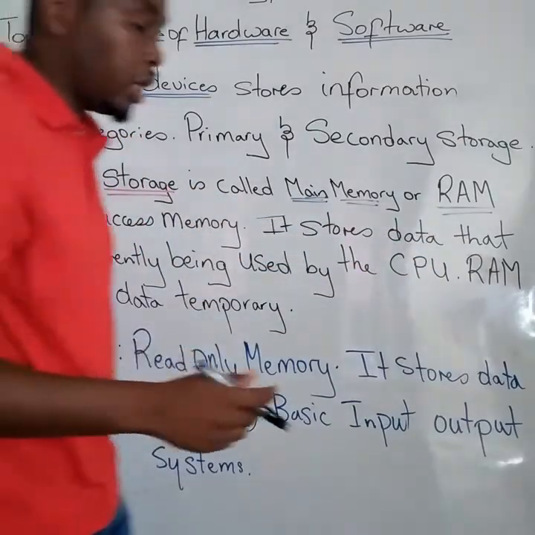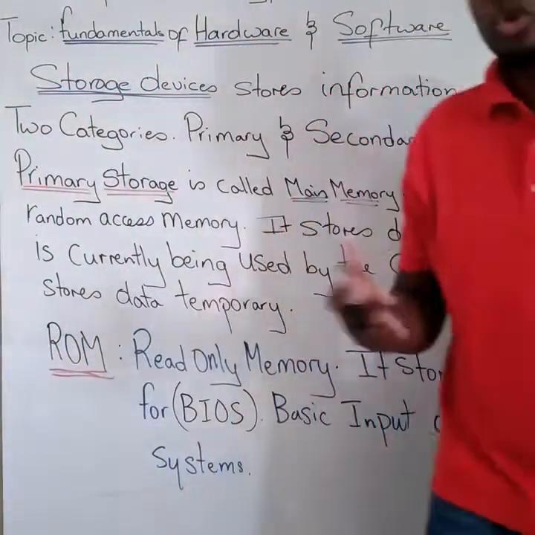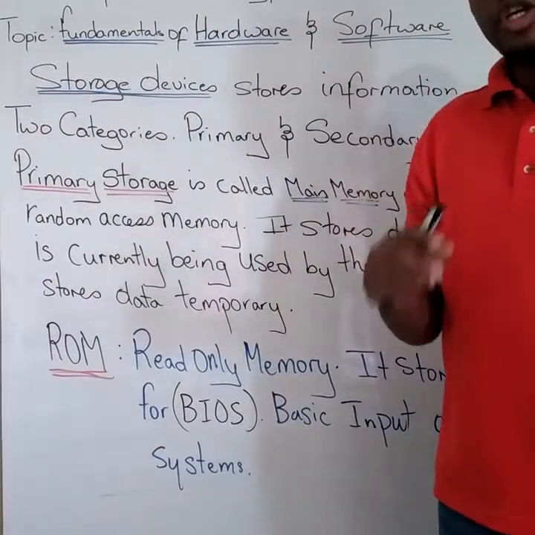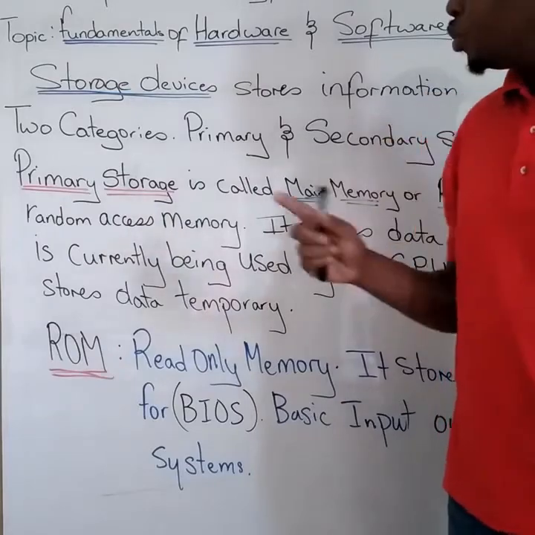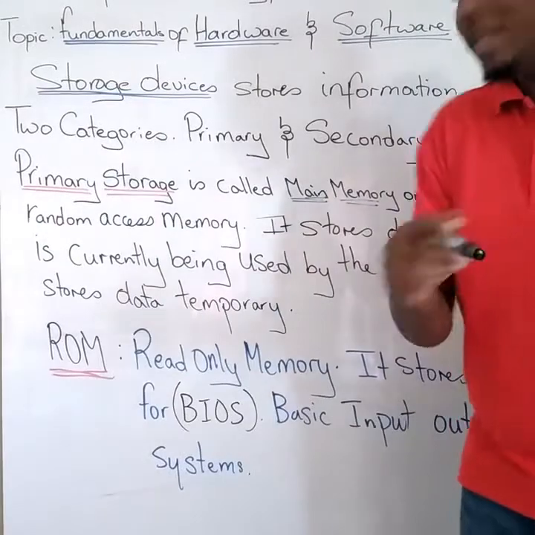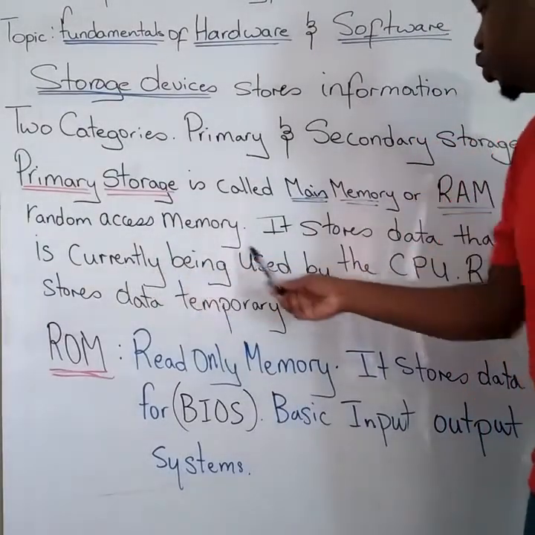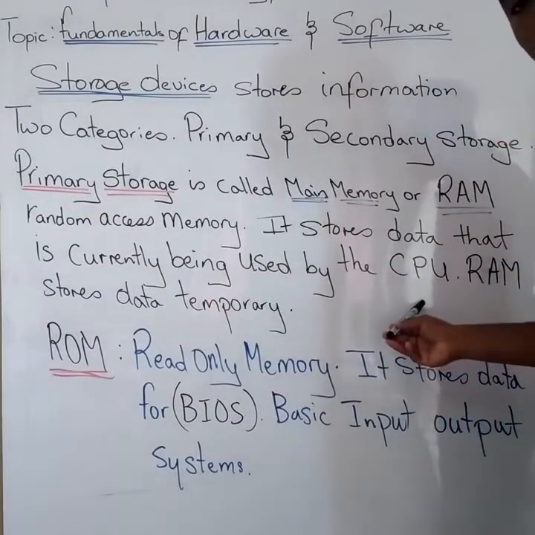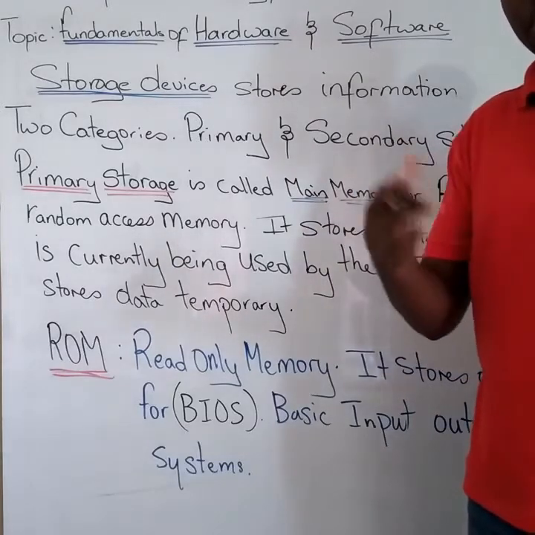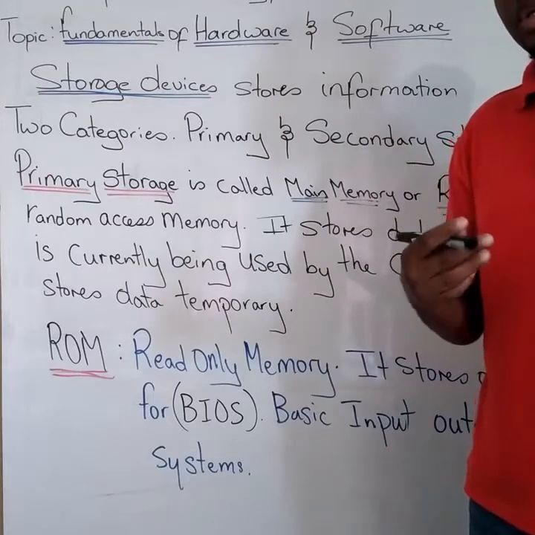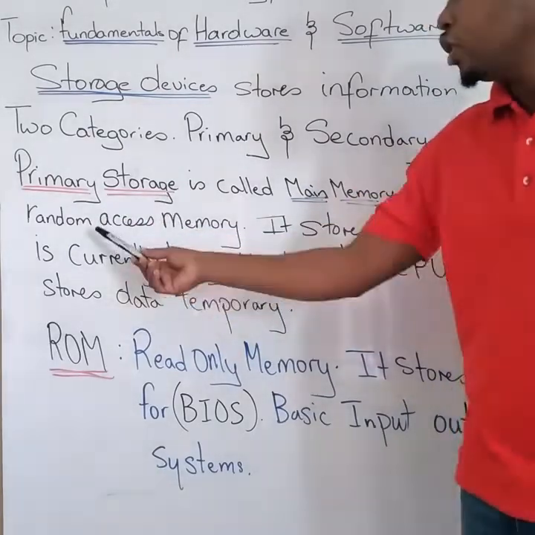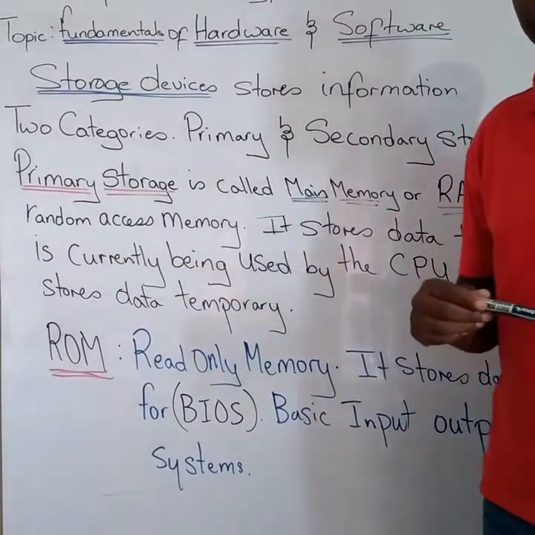So let us put it together. Say I am watching a YouTube video on my computer. That YouTube video is temporarily stored in your random access memory because that video is currently being used by your, what? CPU. The CPU is processing all that information and giving it to you so you can see it. So all of that data must go to your primary storage, or what we refer to as your RAM memory, right?